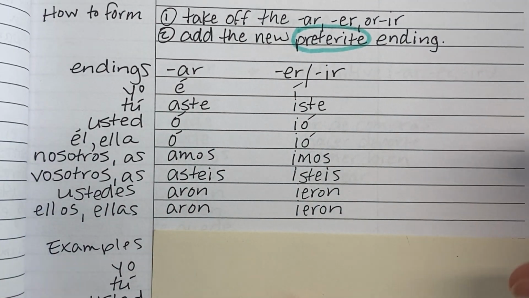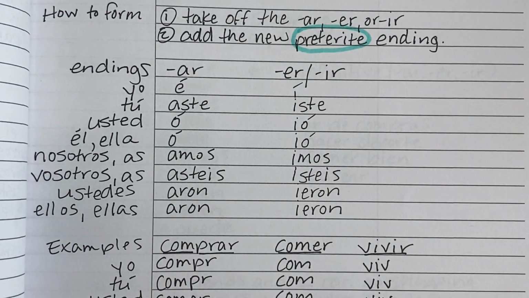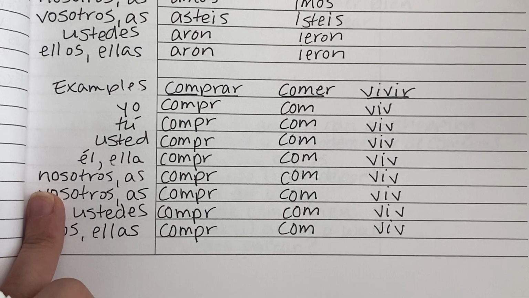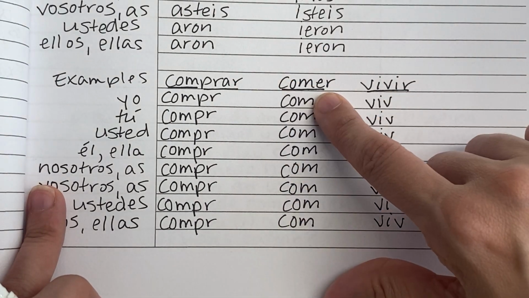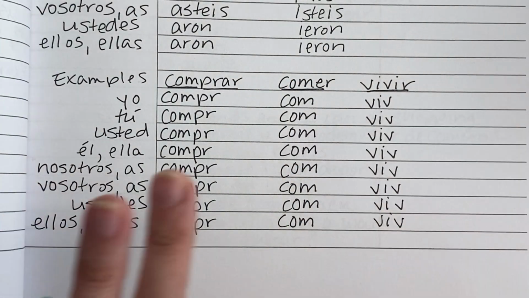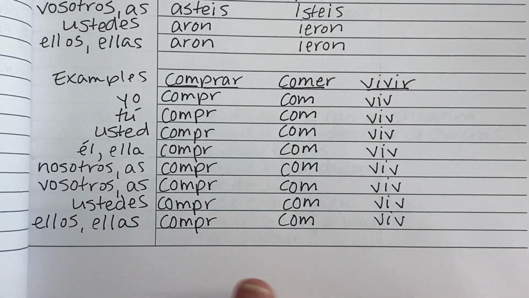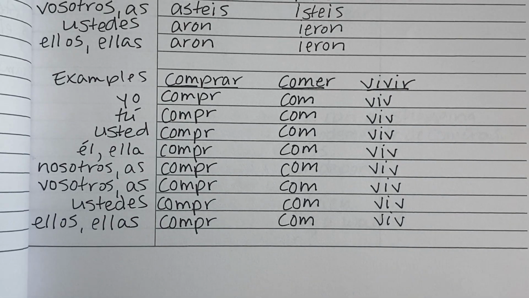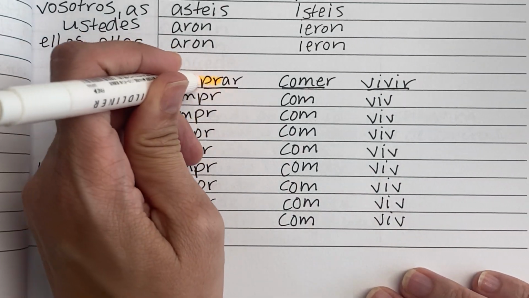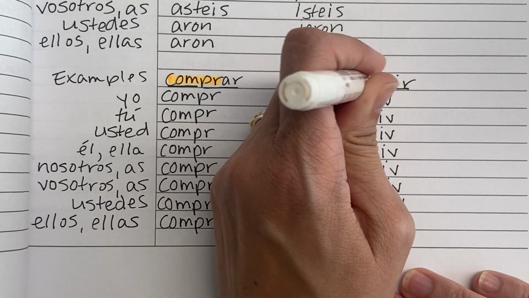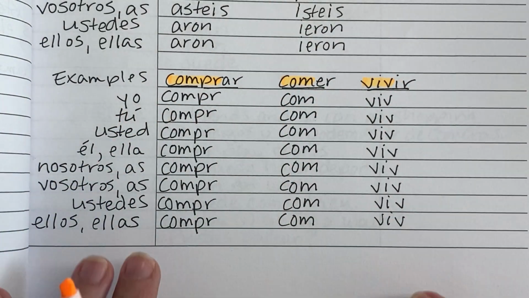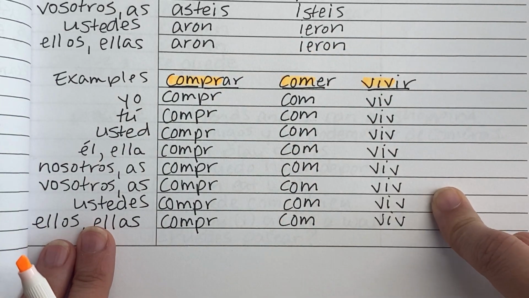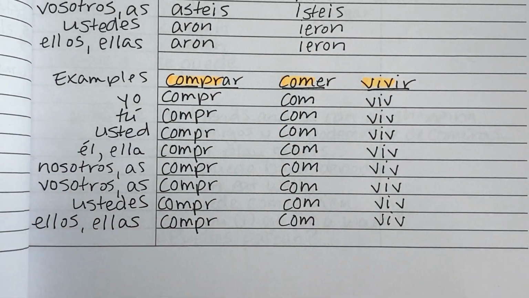Okay, so now that we have those endings there, let's look at conjugating. Let's do an example of an AR verb, an ER verb, and an IR verb. The first step is always to take off the AR, ER, or IR, and that leaves us just with the stem. So here's the stem with the AR, ER, or IR removed, and I've already filled that in for us just to save some time, okay? So now what we have to do is add the ending.